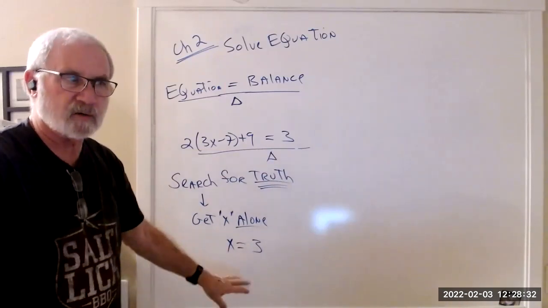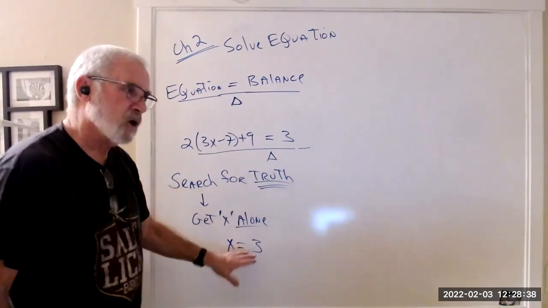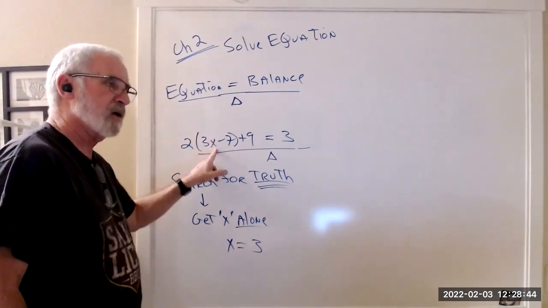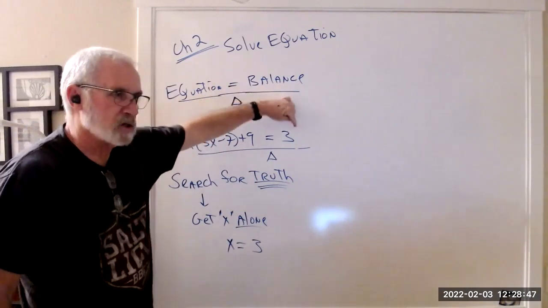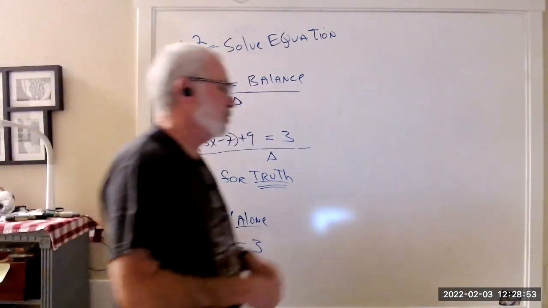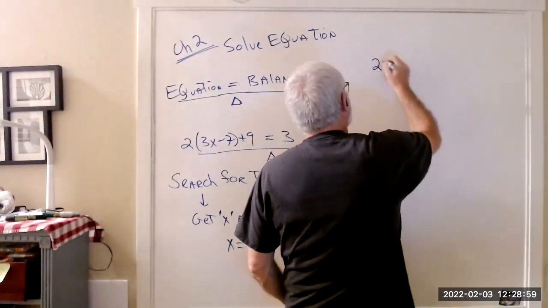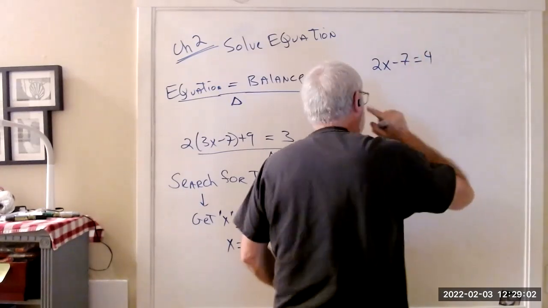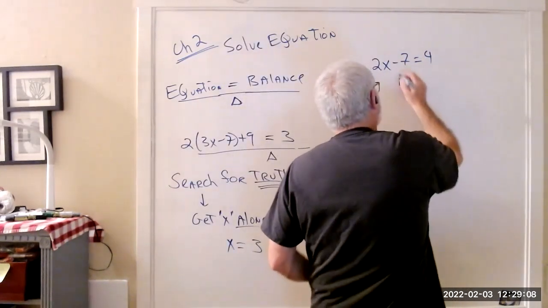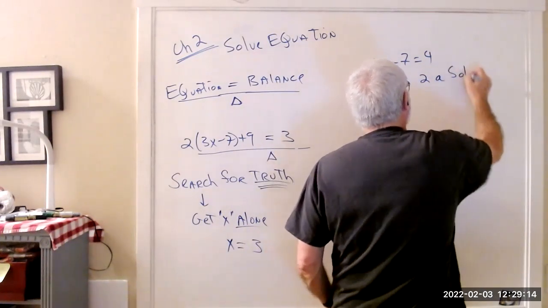Now, I have no idea. I just made up this 3. Don't worry about it. Okay. But when we get x alone, when we're done, we're telling the world that if I plug 3 in place of x up here, the left side will equal the right side. That's called the truth. So the first thing you're going to see in chapter 2 is they're going to give you an equation, 2x minus 7 equals 4, something like that. And they're going to ask, is 2 a solution?